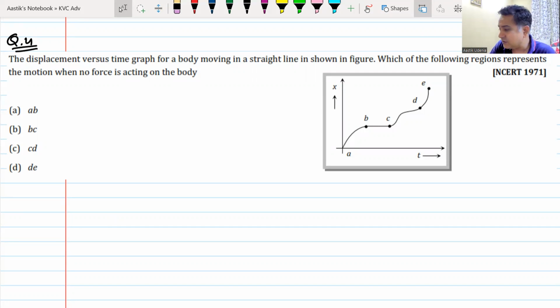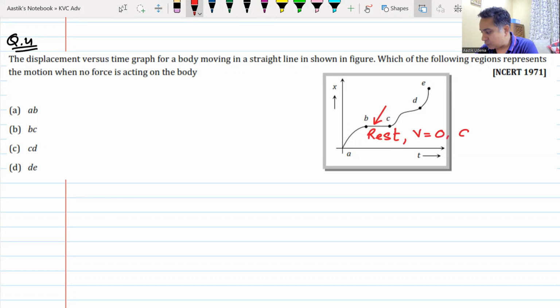Option B, sir. BC does not have force. Yes, that is correct. And how did you get it? Look at the part B to C. The position of the particle does not change. The particle is at rest. Its velocity is zero. Does not move. Its acceleration is zero, which implies that the force acting on the particle is zero. The answer is from B to C.